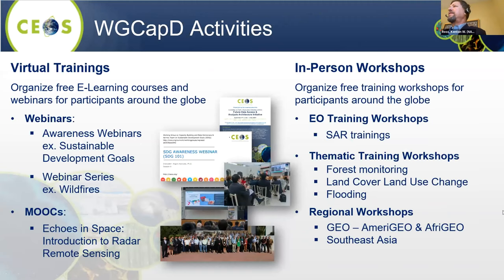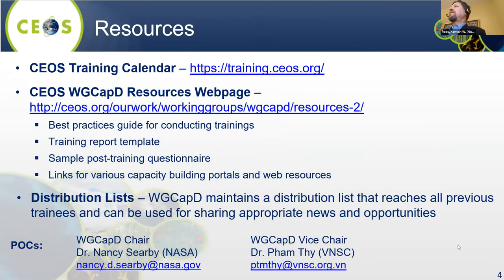WGCapD has many different activities: virtual trainings, webinars, and MOOCs, as well as in-person workshops that involve training about Earth observations, thematic training about different applications that can be done with Earth observations, as well as regional workshops focused on regional issues. There are many resources available to you from WGCapD, including the training calendar, the WGCapD resources webpage, and various distribution lists that might be applicable to different activities. And with that, I think that's it. I will stop sharing my screen and we can segue to our next speaker.